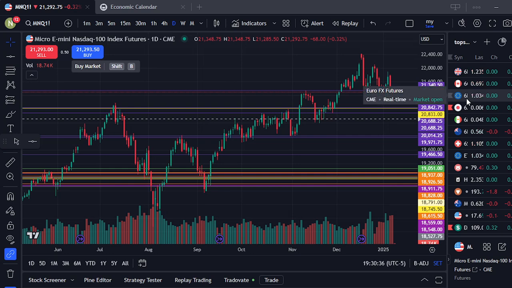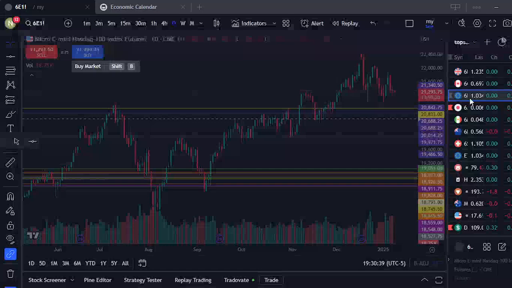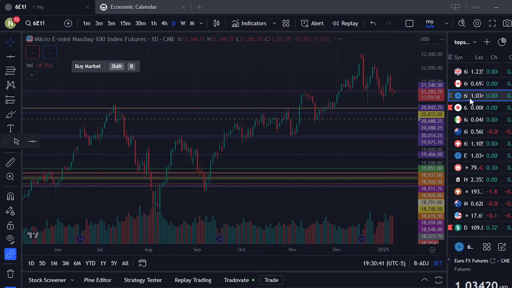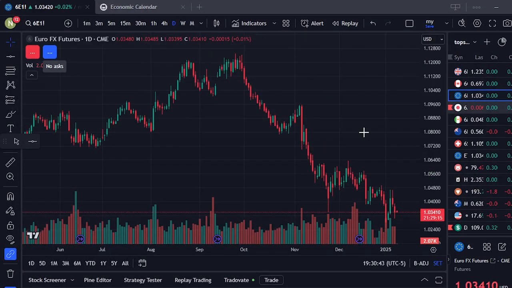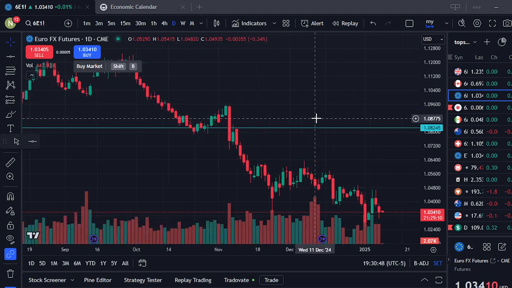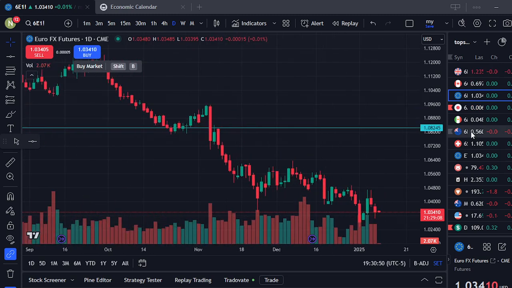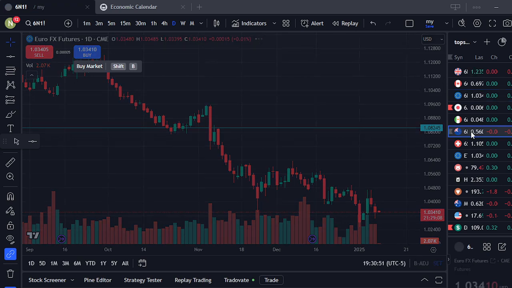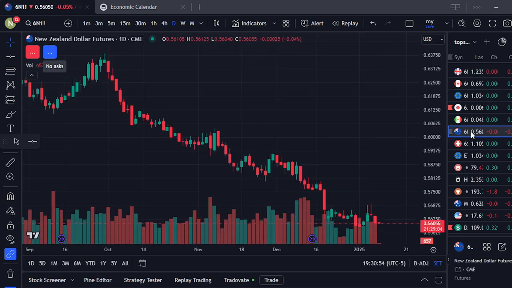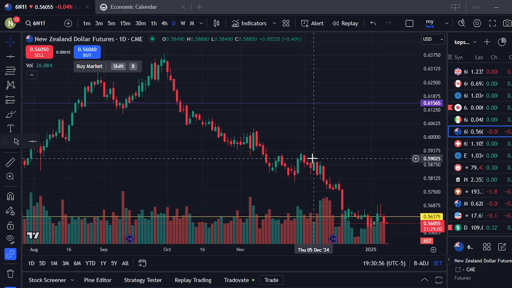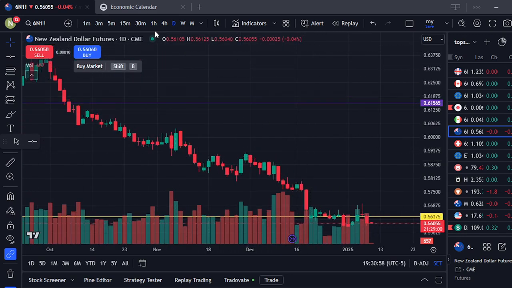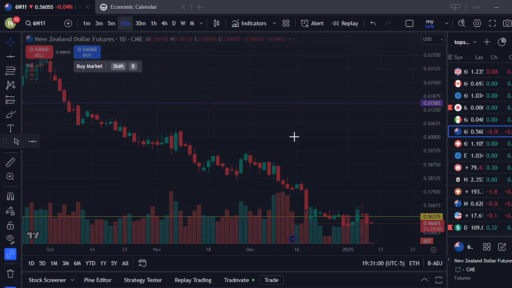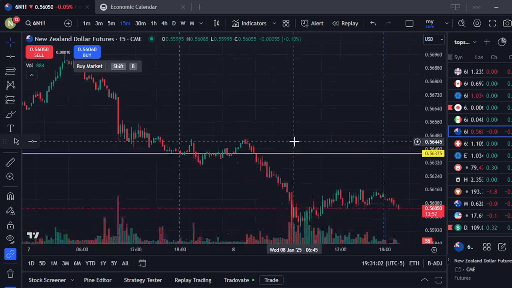I was looking into, I think it was the Euro futures yesterday. There was a beautiful short that I got stopped out of, but the short was there. Where was it? Was it the Euro or was it the Australian? I think it was the Australian. Oh, it was the New Zealand dollar. Yeah, that was what it was. Let me try to zoom in. I don't quite remember exactly which one it was. Okay, it was right here.